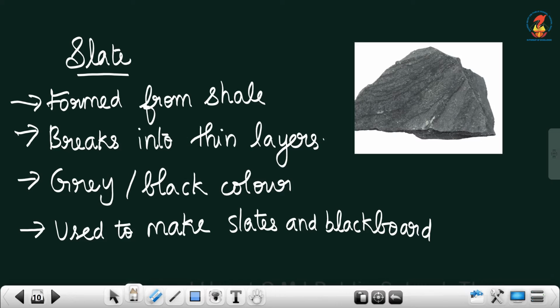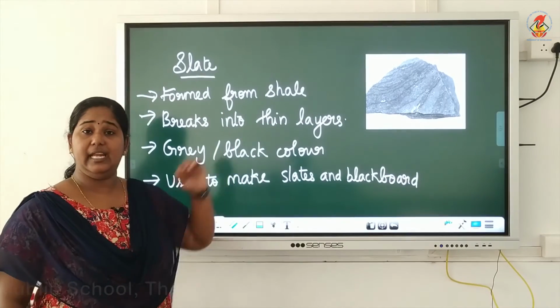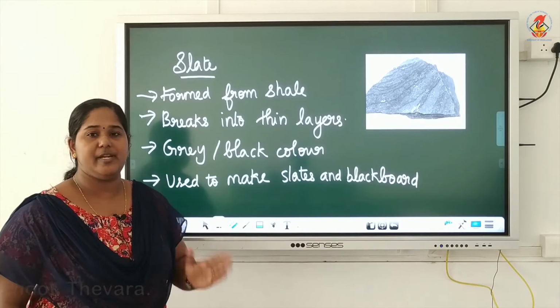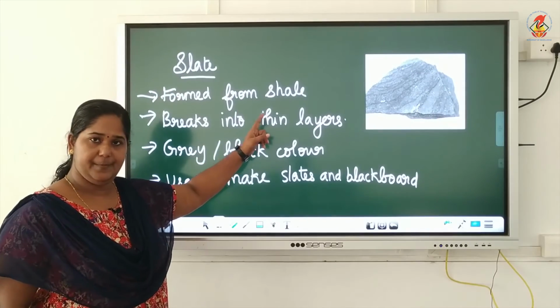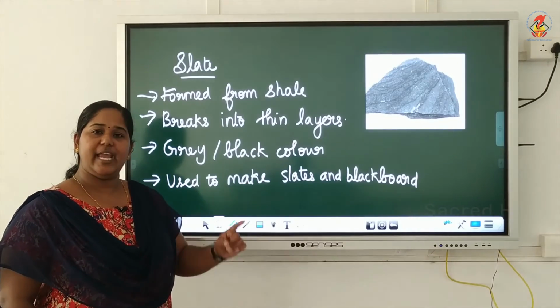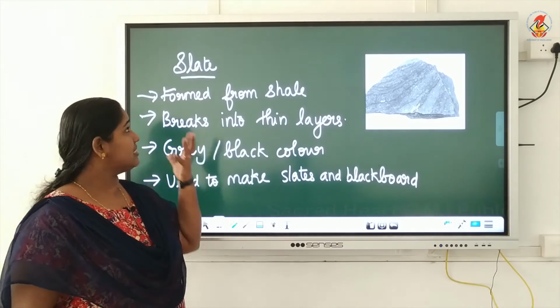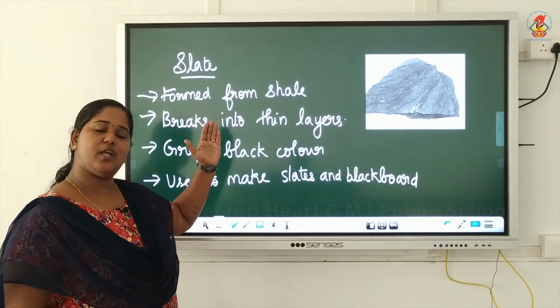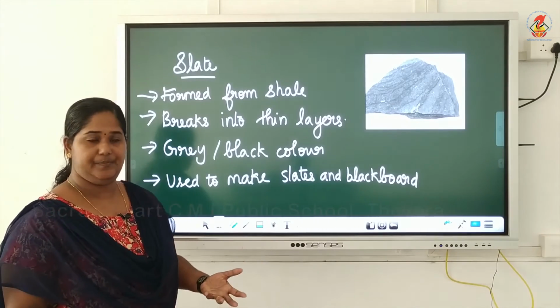Slate is the first type of metamorphic rock. I told you this metamorphic rock will be either an igneous rock or a sedimentary rock. So here slate is formed from shale. What is shale actually? A sedimentary rock. So slate is formed from a sedimentary rock, shale. It breaks into thin layers because we know that shale is made up of clay and mud. It is brittle. So as slate is made up of shale, slate also shows the properties of shale. What is it? It breaks faster.